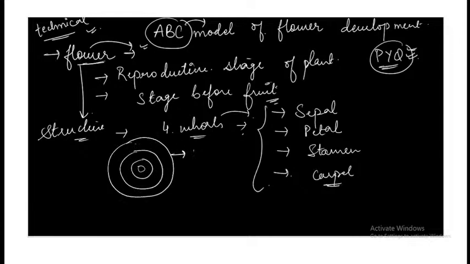So the outermost is sepal, then we have petal, then we have stamen, and then we have the carpel, right? So these are the 4 main stages, the 4 main whorls of a flower, right? Now let's try to understand it with the help of various models, various genes that we have.